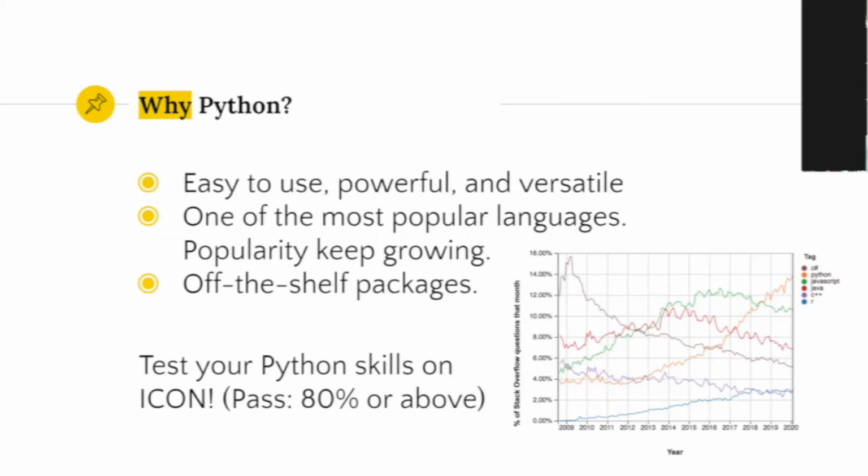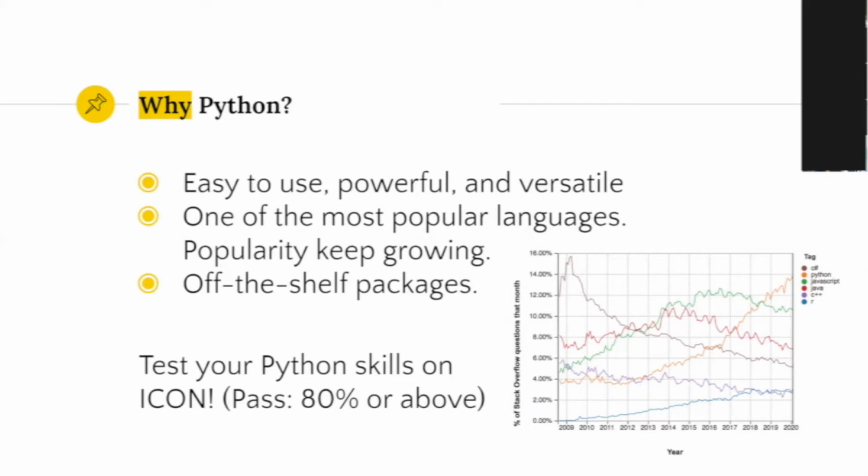And then the community is large. So when you have some problem, there's a good chance that you'll be able to find a solution already solved by somebody on the internet. That's, I think, one of the advantages of a popular programming language.